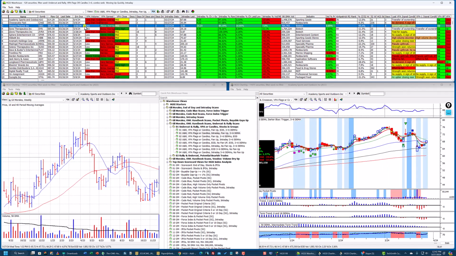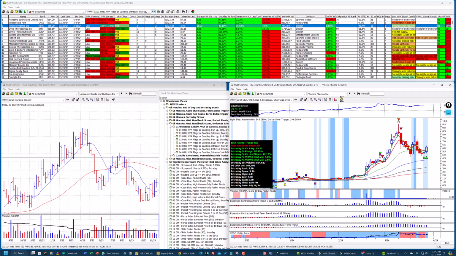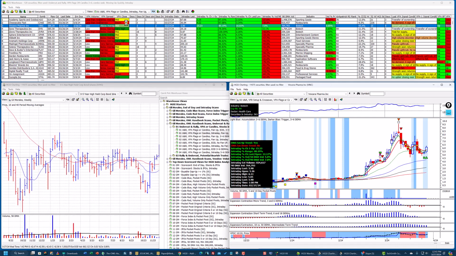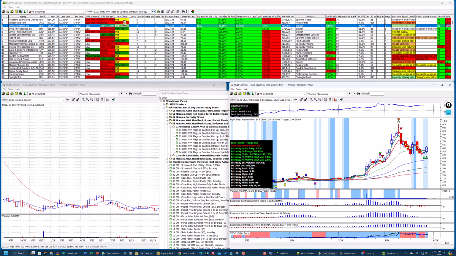Here's one sub 15%. So it undercut, and you can see that it's rallying today. There's VPA flags here on both of these. So here's the undercut. It rallied a couple days here, but it's starting to rally again. That's an inexpensive stock. My quotes are updating is what's happening right now.